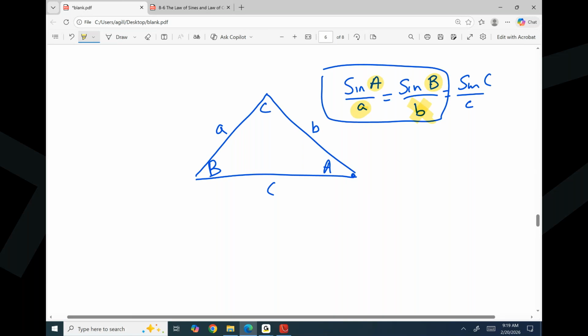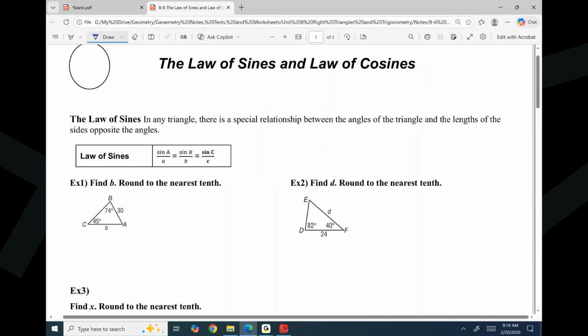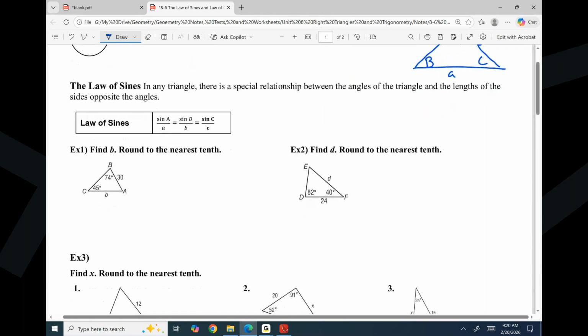In my notes, I kind of wish they had these in your notes, I would probably draw that triangle. If this is A, then this is A. If this is B, then this is B. And if this is C, then this is C. It doesn't matter which one you call A, B, and C, as long as the one across from each is the same. And the law of sines, that's the formula. You're not going to use all three of those fractions, just pick two of them.